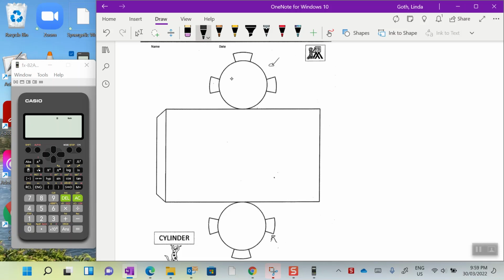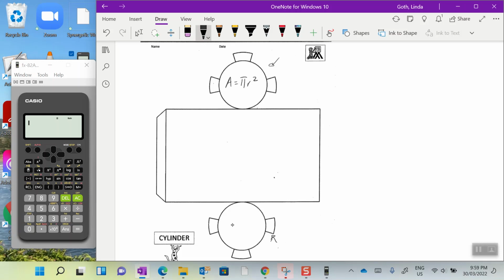So we can use the formula for a circle, A equals pi r squared, and we've got another one here, A equals pi r squared. So we've got two circles. So the first part of our surface area formula is that SA equals 2 pi r squared.